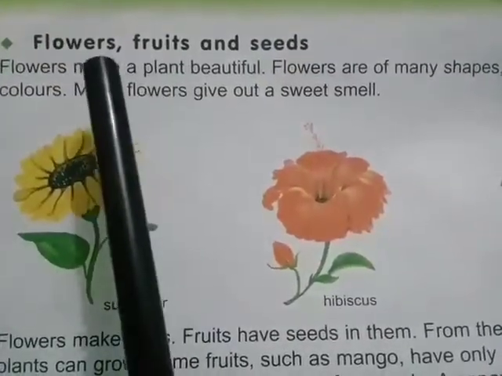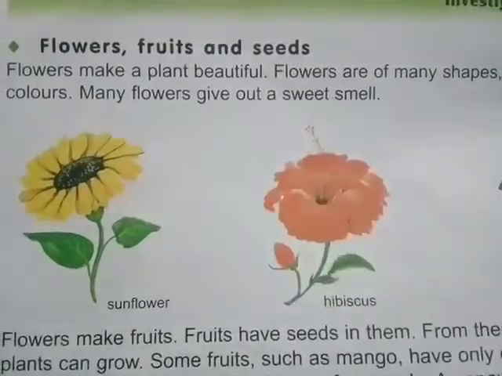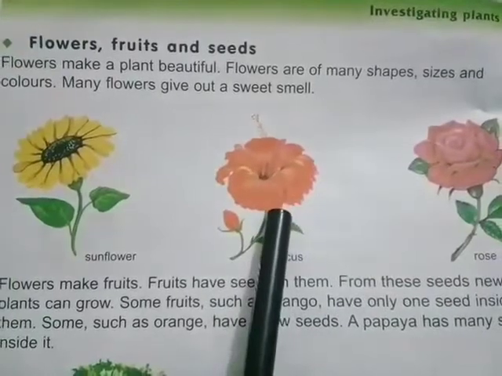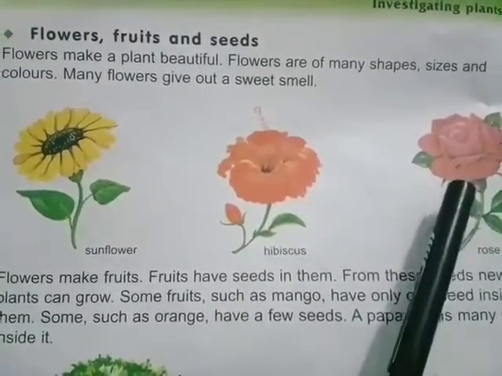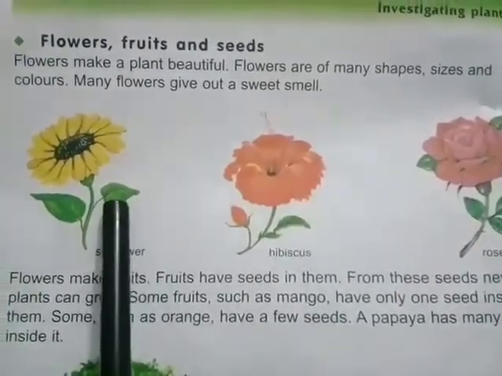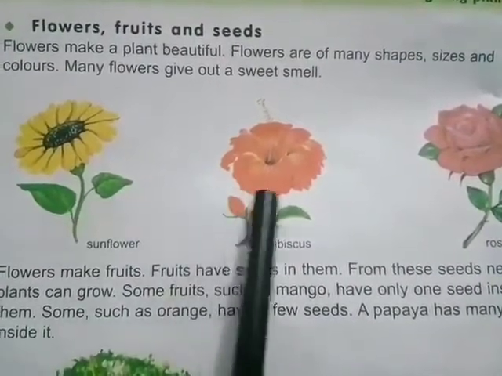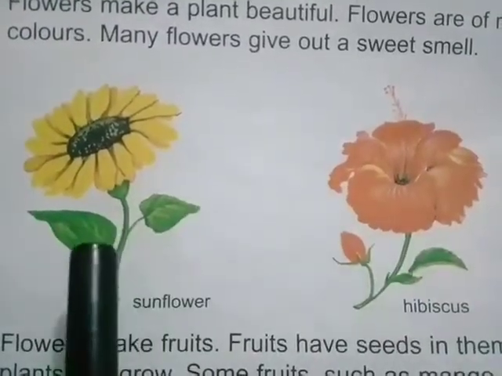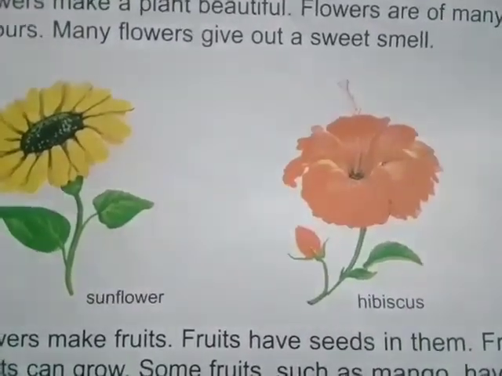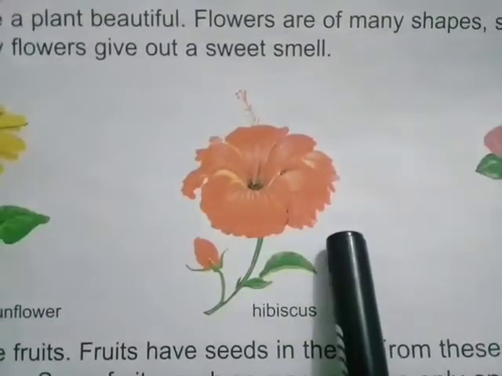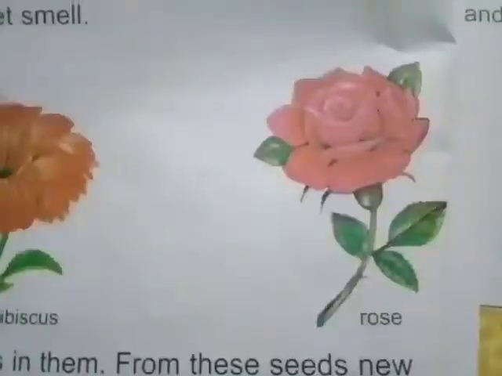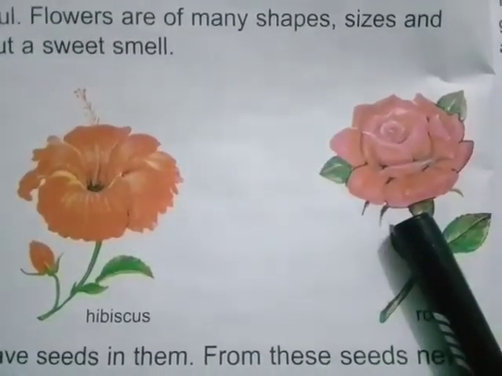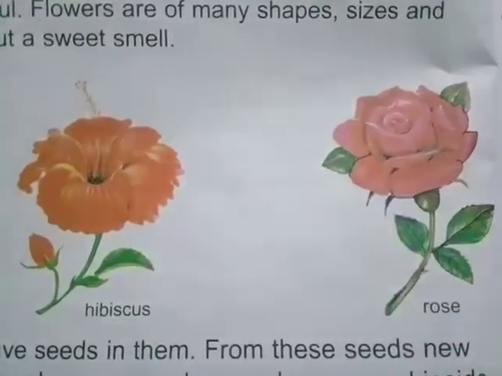And the next part is flowers, fruits and seeds. Look in the picture. Flowers make a plant beautiful. Flowers are of many shapes, sizes and colors. Many flowers give out a sweet smell. Different flowers are present here: sunflower, hibiscus. Hibiscus is also called shoe flower. And the third flower is rose. All the flowers have different sizes, shapes and colors.